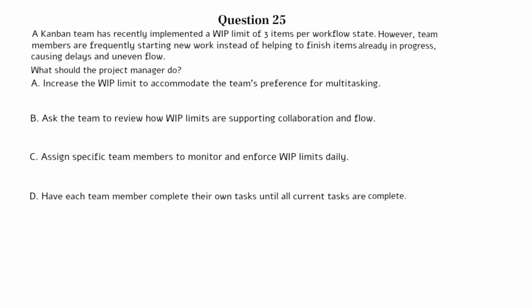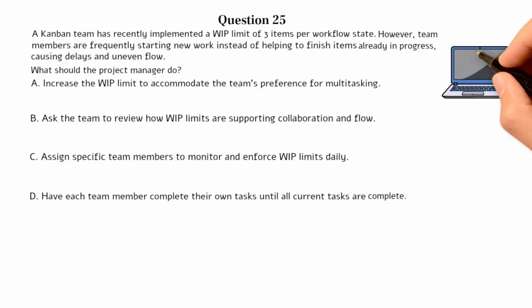A. Increase the work-in-progress limit to accommodate the team's preference for multitasking. B. Ask the team to review how work-in-progress limits are supporting collaboration and flow. C. Assign specific team members to monitor and enforce work-in-progress limits daily. D. Have each team member complete their own tasks until all current tasks are complete. You can pause the video here if you need more time to work on the question.